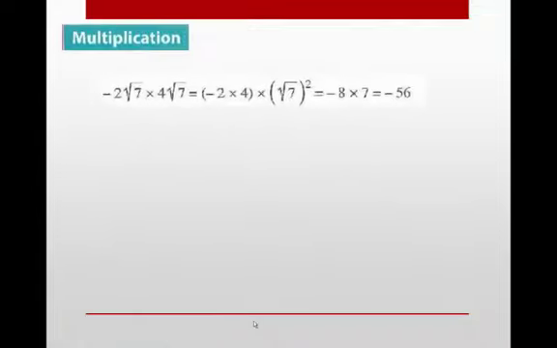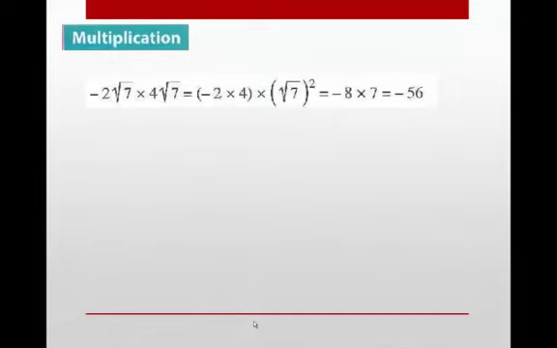Multiplication. Negative 2 root 7 multiply 4 root 7. We multiply number by number and root by root. Number by number, negative 2 by 4 equals negative 8. Root 7 by root 7 equals root 7 power 2, which becomes 7. Negative 8 by 7 equals negative 56.